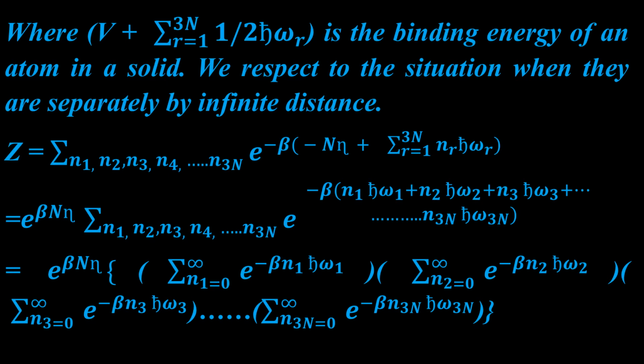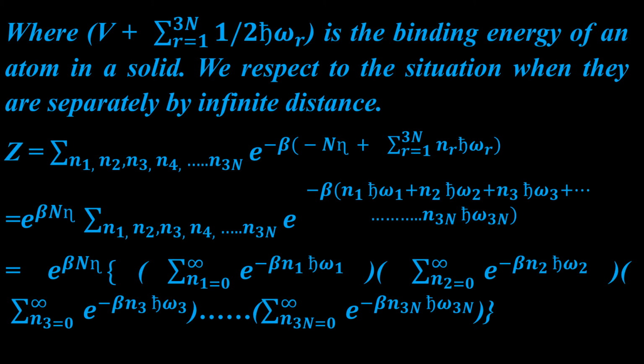After that, we can write the partition function Z equal to summation over n1, n2, n3, ..., n3n of e to the power minus of minus n eta plus summation of r equal to 1 to 3n nr h cut omega r. Actually this is what we obtain.